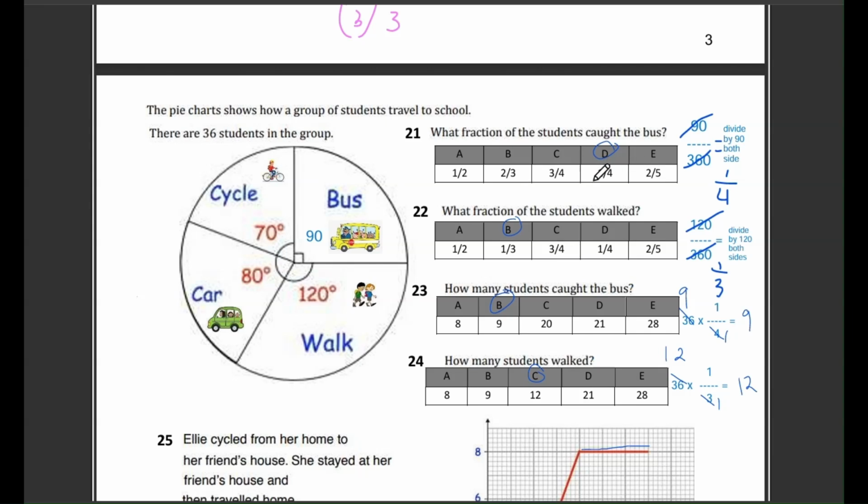The correct answer is D, 1/4. Remember that a circle has 360 degrees, and 90 degrees is 1/4 of 360 degrees. So the answer is 1/4.